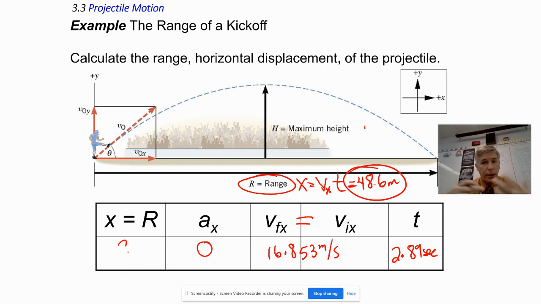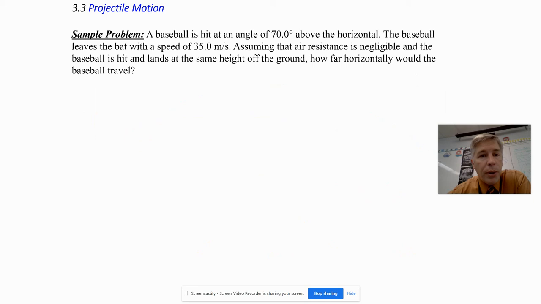But notice that all these things build on each other. I have to find time, and use that to find horizontal displacement. So I'm using some of those same concepts. I'm going to leave you with this one. Let's say a baseball is hit at a 70-degree angle, so it's a really high angle. It's hit at 35 meters per second, somewhere around 75 miles per hour. Assuming there's no air resistance, the baseball lands at the same height. In other words, they're going to catch it at basically the same height that it was hit from. How far horizontally would the baseball travel?